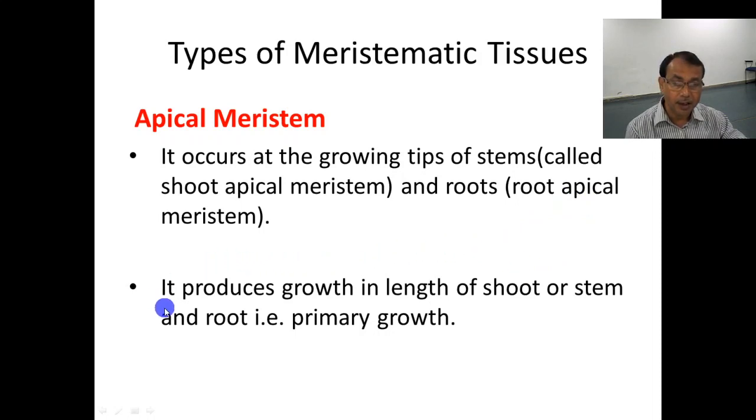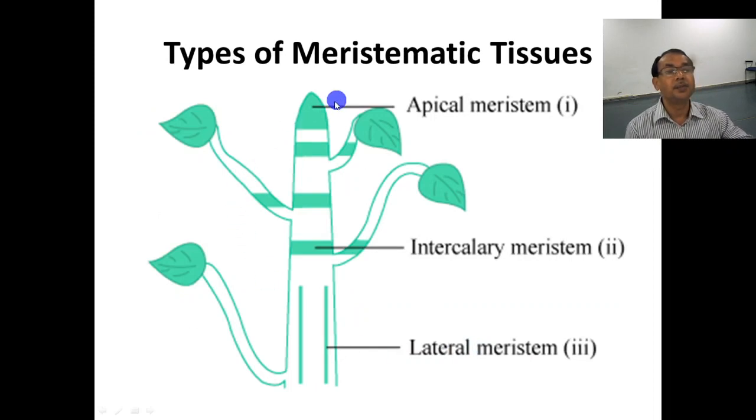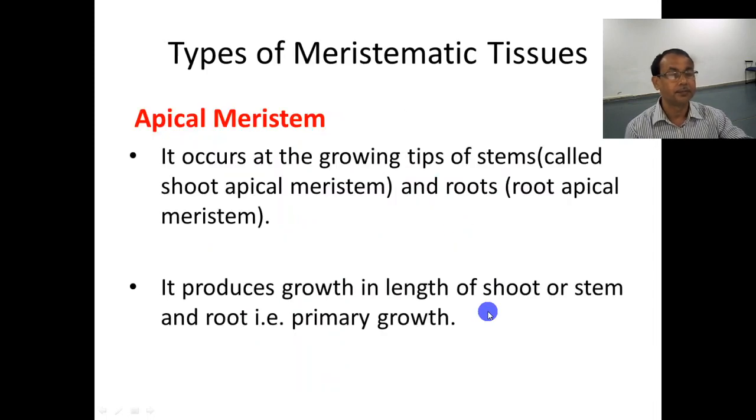Now what is the function? It produces growth in length of the shoot and root. That is called primary growth. So lengthwise it is going to increase because of the presence of apical meristem. Growth in length of shoot or root, wherever it is present. That is all about apical meristem.